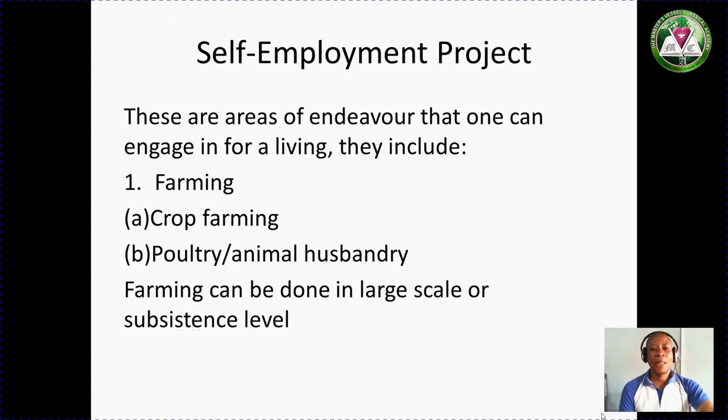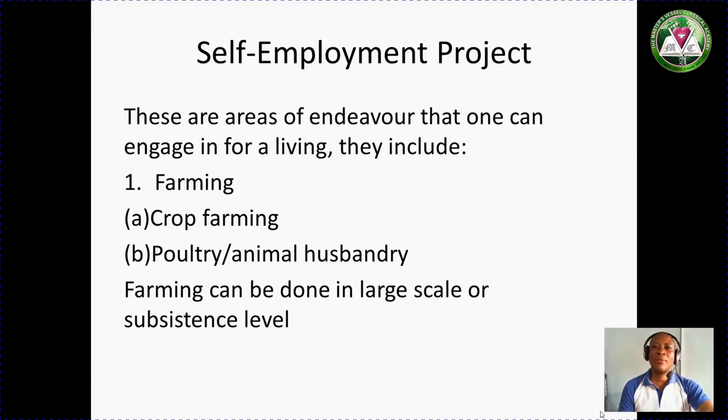Having said that, let us look at self-employment projects. By self-employment projects, we simply mean the areas of endeavor that one can engage in for a living. I hope you've gotten that. Now let us look at those self-employment opportunities that one can queue into to make a living for himself, his family, and for society.